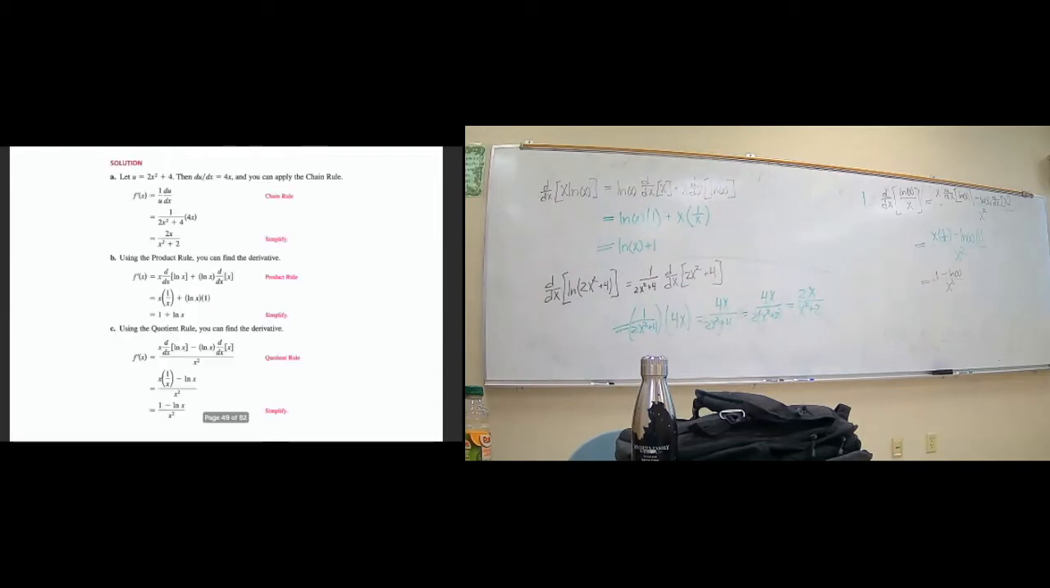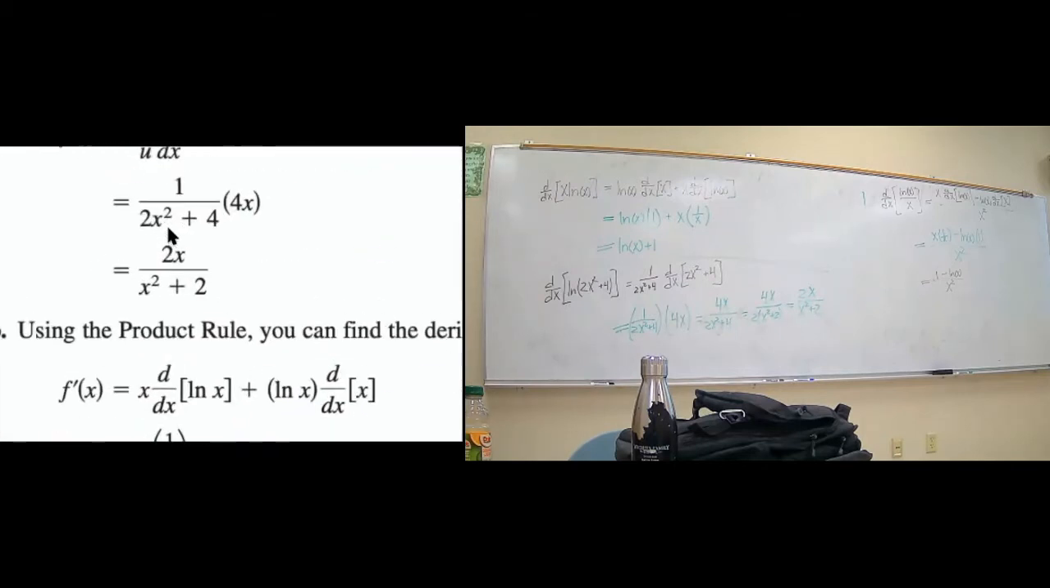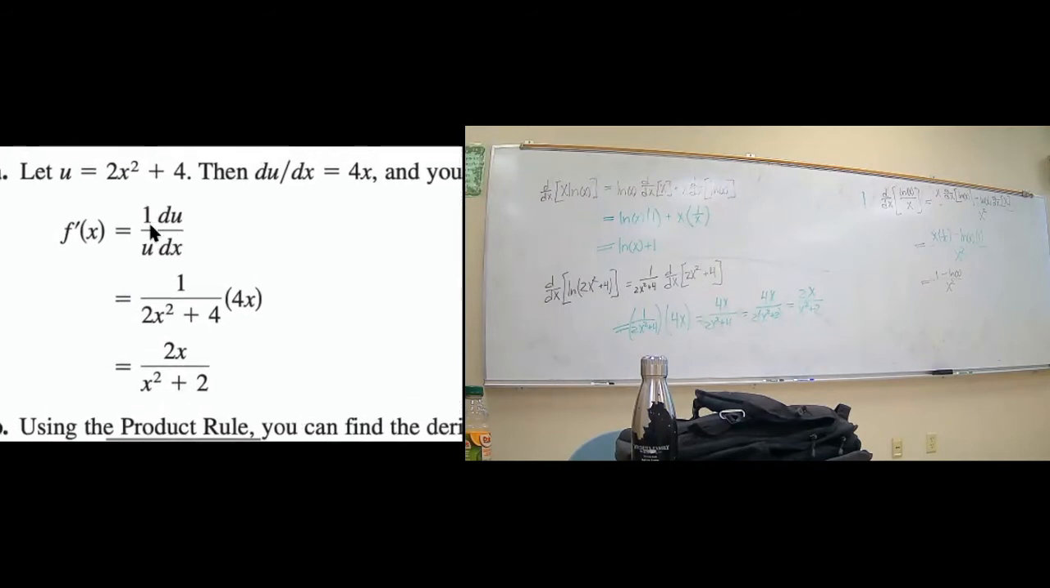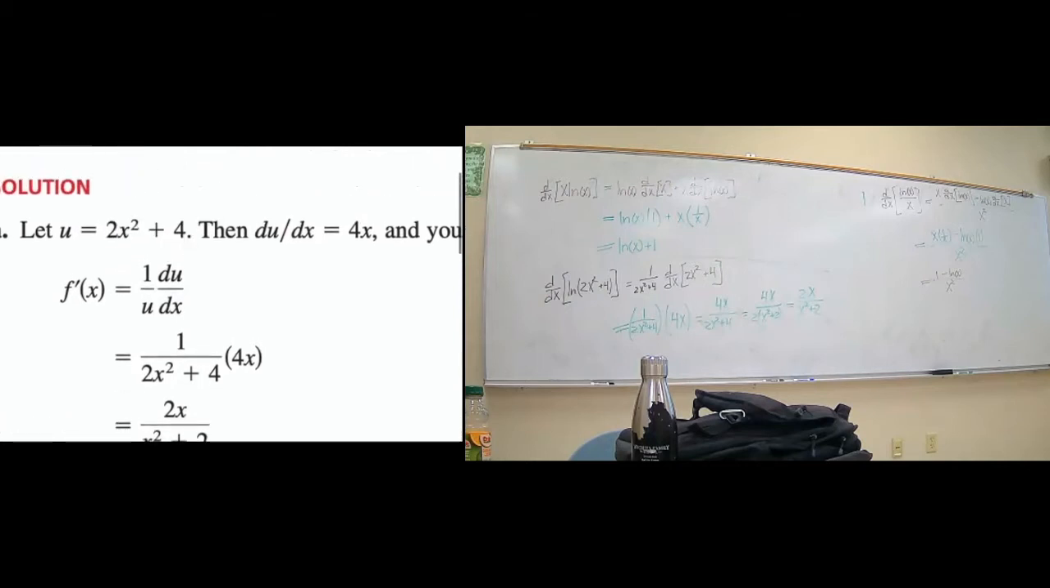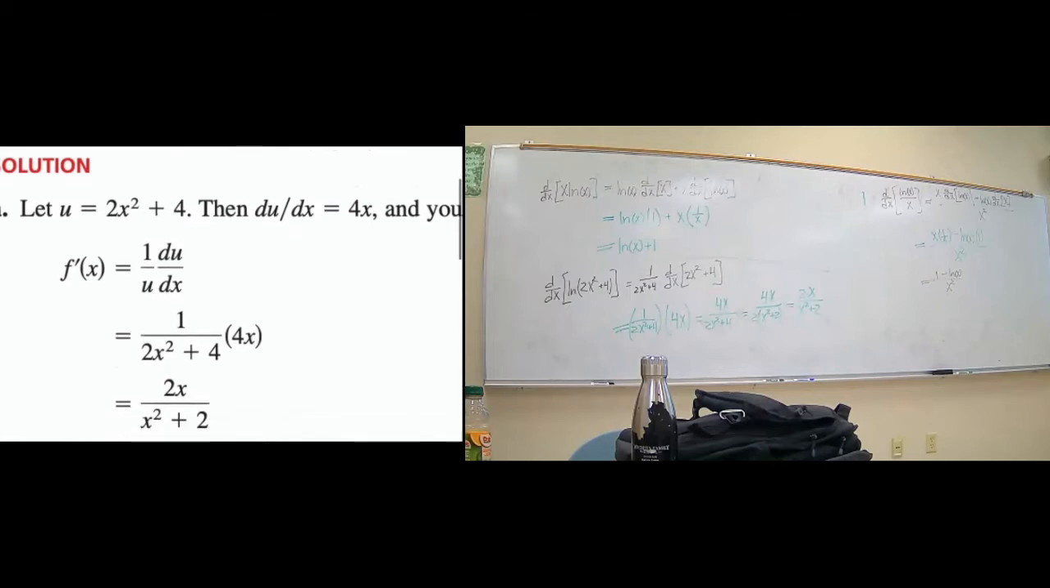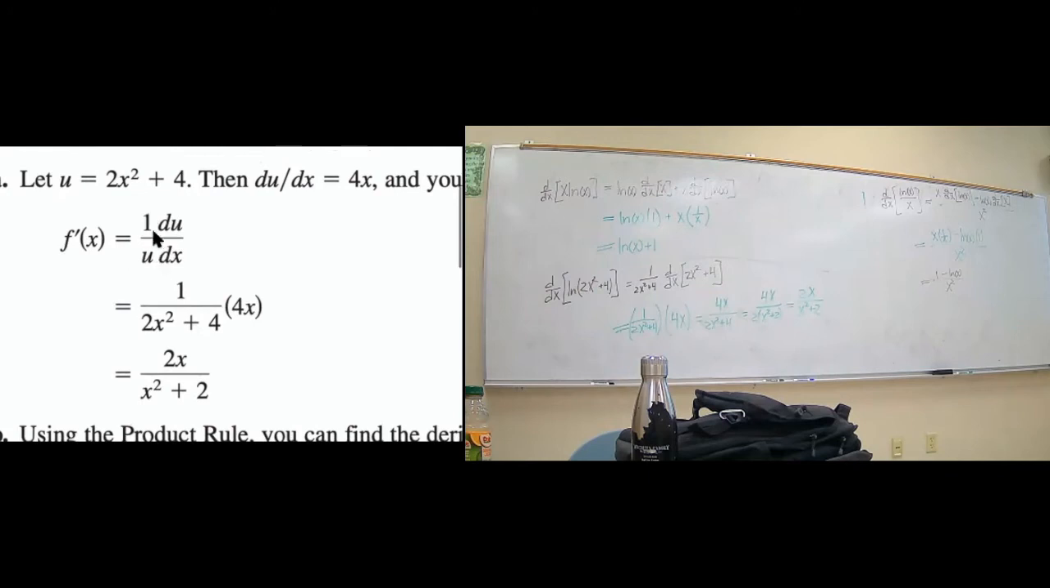So let's check the work really quick. Looking at that first problem, we have 1/u du/dx, and we're defining u to be the function 2x squared plus 4. If that's the case, then du/dx is 4x. And what we get from 1/u is going to be 1/(2x squared plus 4). And what we get from du/dx, like we said, is 4x. And from here to here, we're just factoring out a 2 in the denominator and canceling it with the numerator.